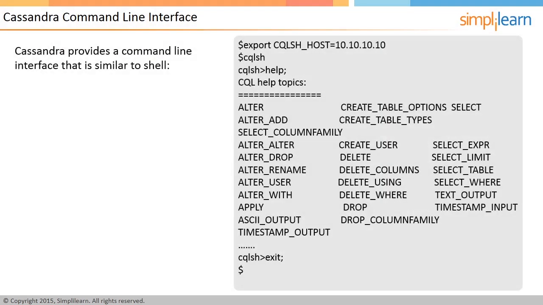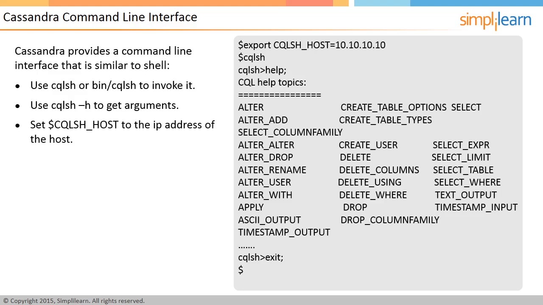Cassandra provides a command line interface that is similar to the Linux shell. It can be invoked with CQLSH if that is in your path, or using bin/CQLSH from the Cassandra base directory. You can use CQLSH --h to get help and arguments for the command. Before starting CQLSH, you need to set the all uppercase CQLSH_HOST parameter to the address of one of the hosts where Cassandra is running.